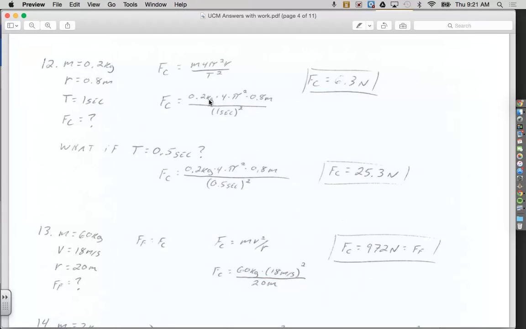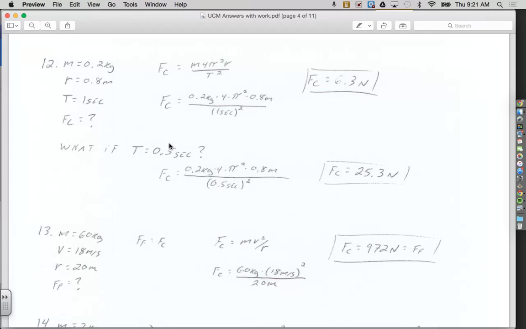Mass is 0.2 kilograms, 4 pi squared, and the r is 0.8 meters, and the denominator is 1 second, and I've got to square that. When I plug my numbers into my calculator, I get a centripetal force of 6.3 newtons, which is how much tension must be in the yo-yo string.